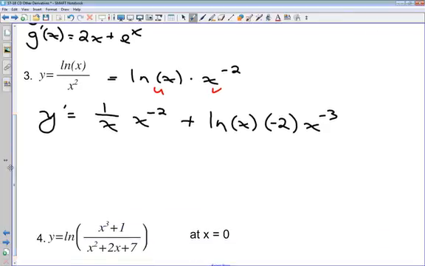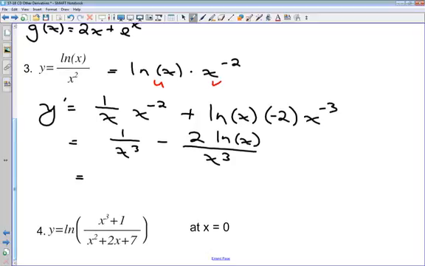Now something like this, we should definitely rearrange it a little bit. So we're going to have 1 over x times x to the negative 2 is 1 over x cubed. And then it's going to be minus 2 times that x to the negative 3 becomes something over x cubed. And then we're going to have a ln x up above like that. So in a case like this, you're probably going to want to get a common denominator and add those two fractions together. We already have a common denominator, so this is 1 minus 2 ln x all over x cubed.